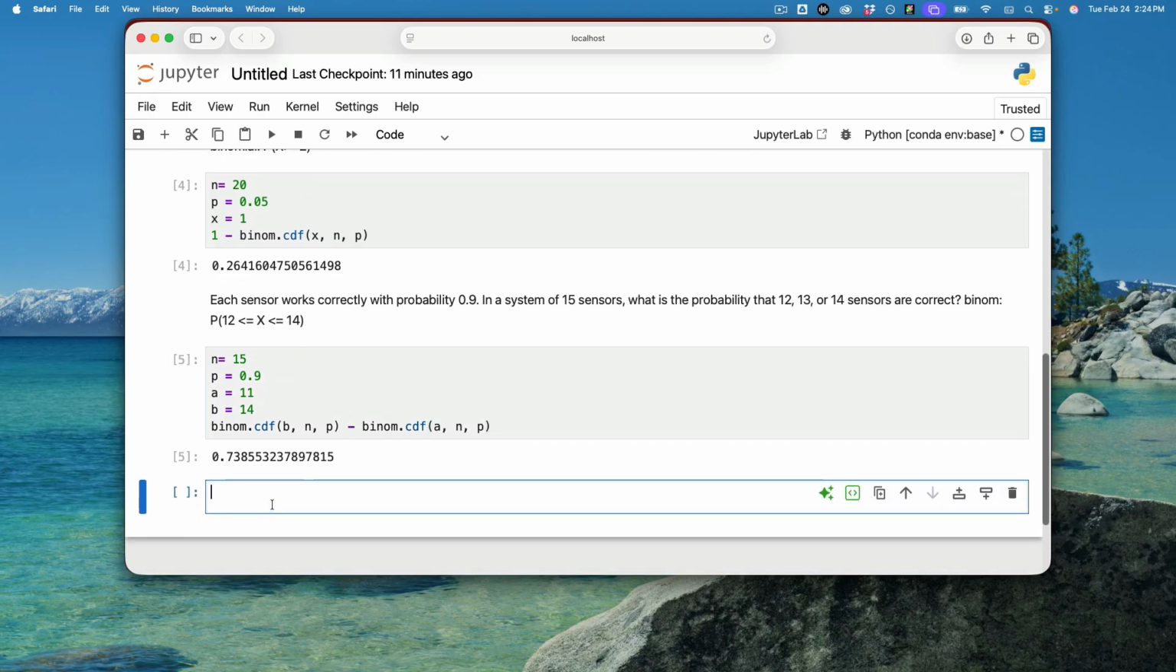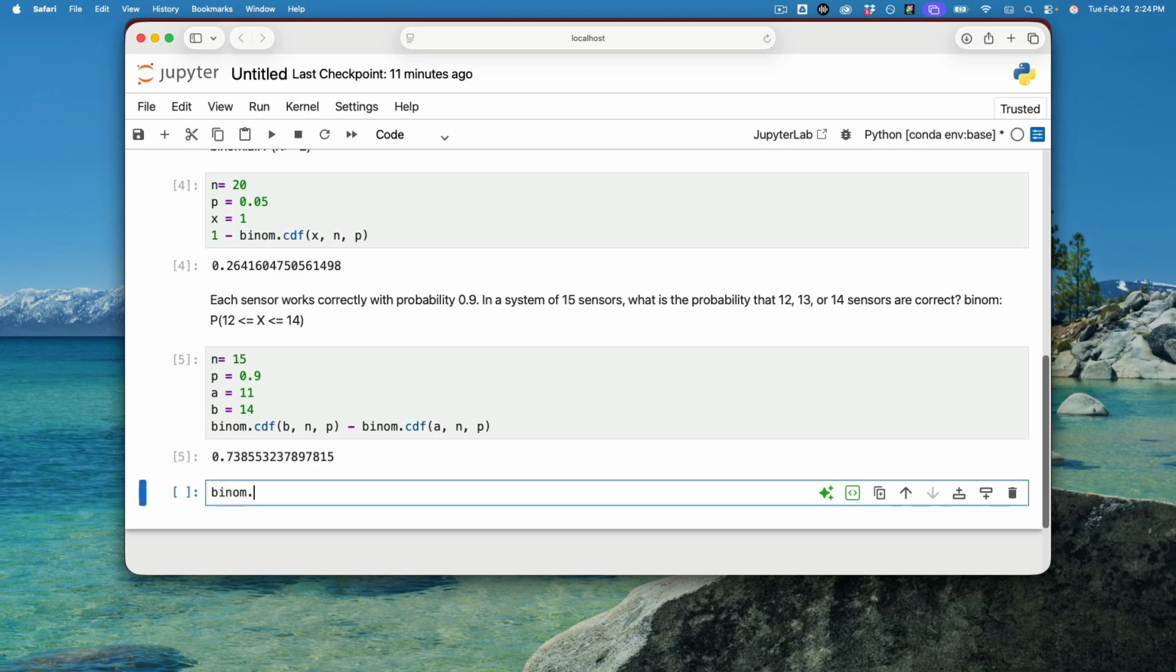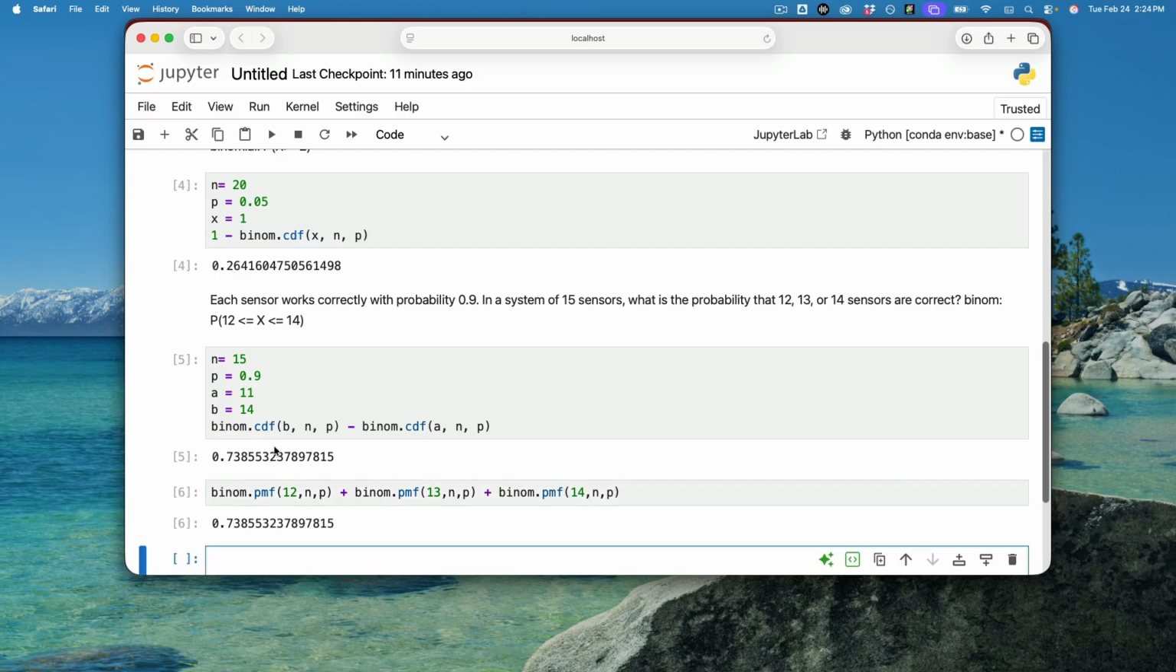And that should be equal to the sum of the individual PMFs: binom.PMF of 12, n, p plus binom.PMF of 13, n, p plus binom.PMF at 14, n, p. Okay? It's exactly the same answer.